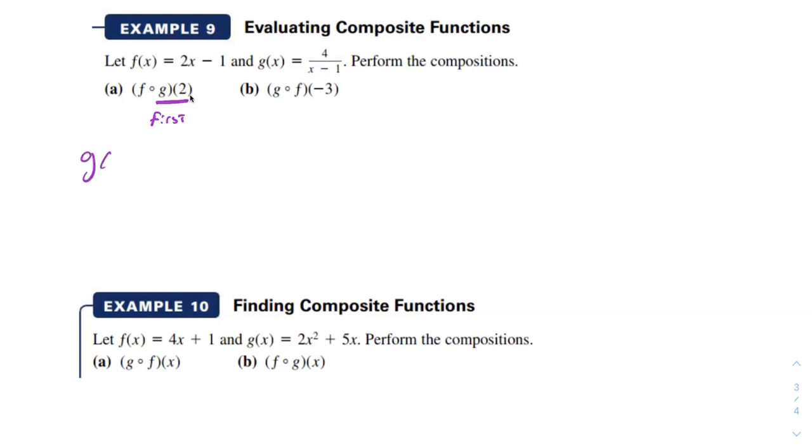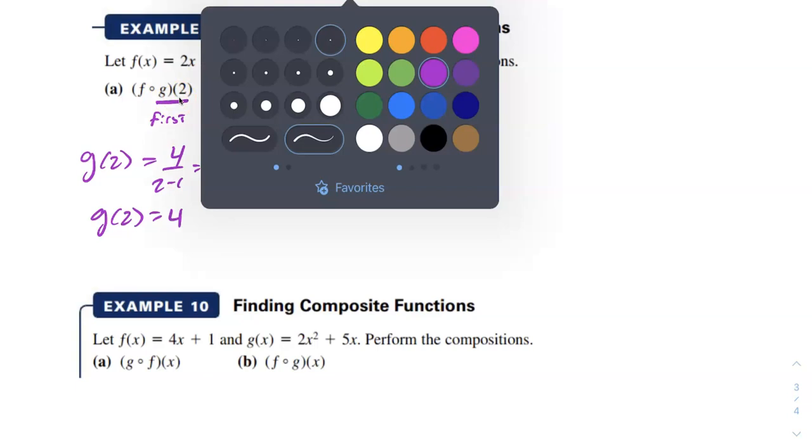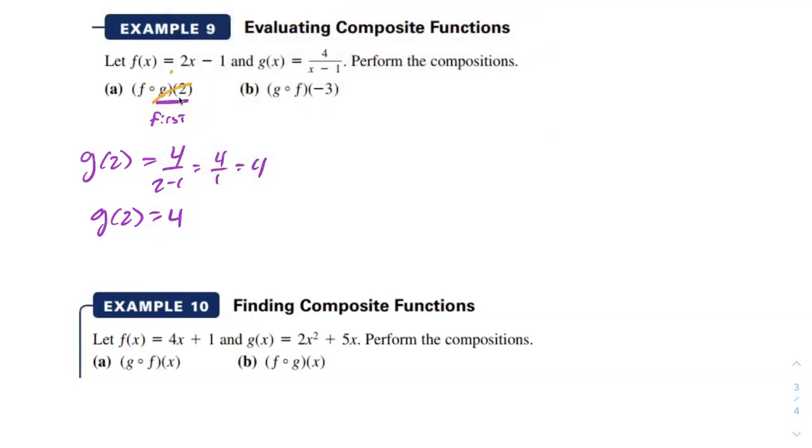Figure out what g of 2 is. Super simple. Just plug 2 into g. So 4 over 2 minus 1, which is 4 over 1, which is 4. So g of 2 equals 4. Good. Now I know what g of 2 is. You can kind of cross this off, and that is 4.